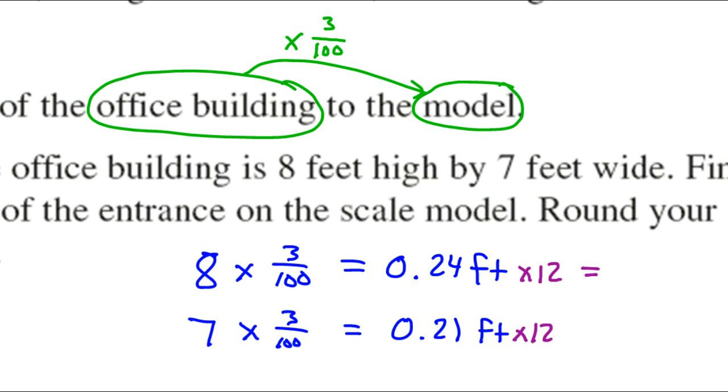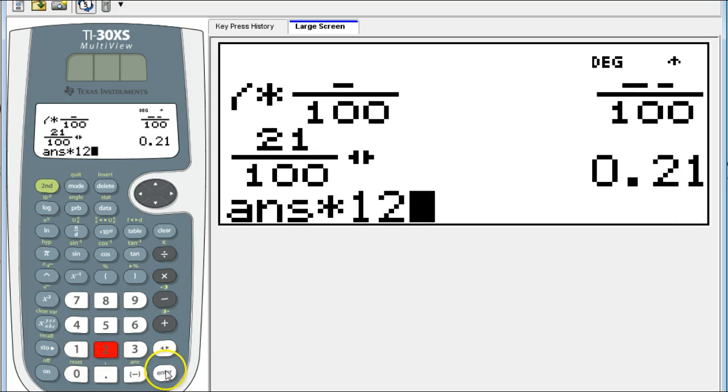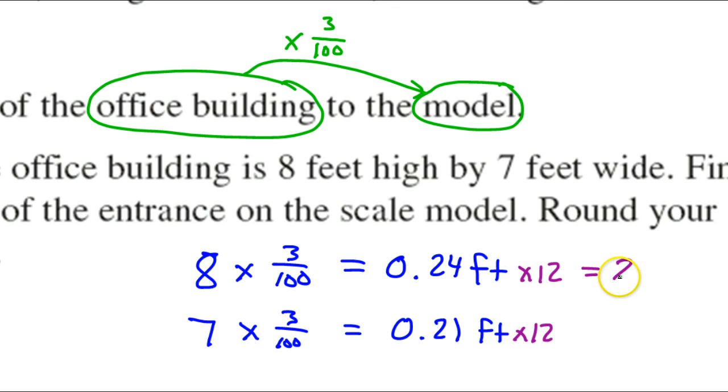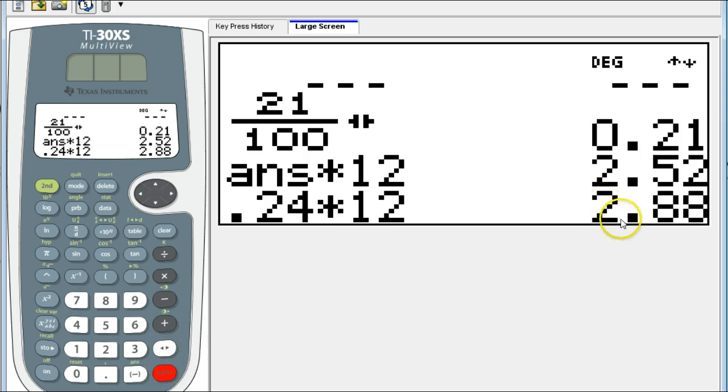So 0.24 feet. Might as well do the 0.21 in here. So I'll just do times 12. That's 2.52 inches. Rounded to 1 decimal place is 2.5 inches. Whoops, that's this one down here. 2.5 inches. Now how about 0.24 feet? If I want that in inches, I'll have to multiply that by 12. So that's 2.9 inches. Got to round up.